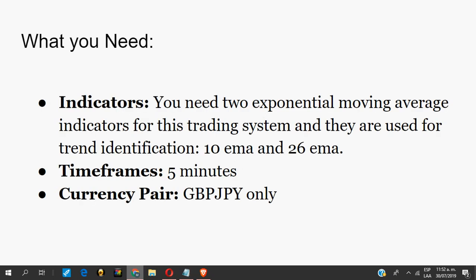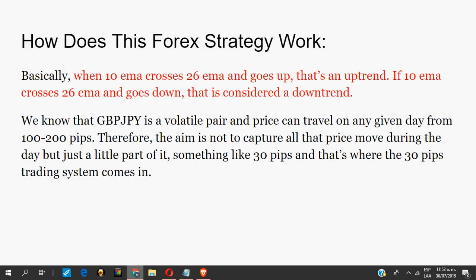What will you need? Indicators. You need 2 exponential moving average indicators for this trading system, and they are used for trend identification. They are the 10 EMA and 26 EMA. The time frame is 5 minutes and the currency pair is the pound-yen.